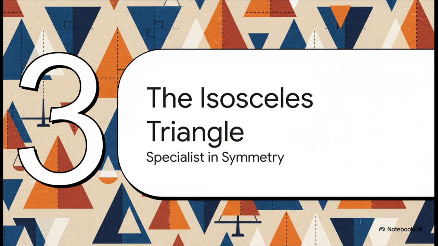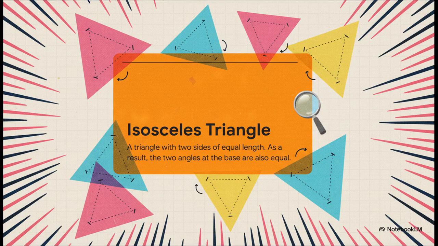So if the equilateral is all about perfect all-around symmetry, this one is more of a specialist. It finds its balance in a different, more specific kind of way. Its defining feature is that two of its sides, its legs, if you will, are exactly the same length. The third side, the base, is different.